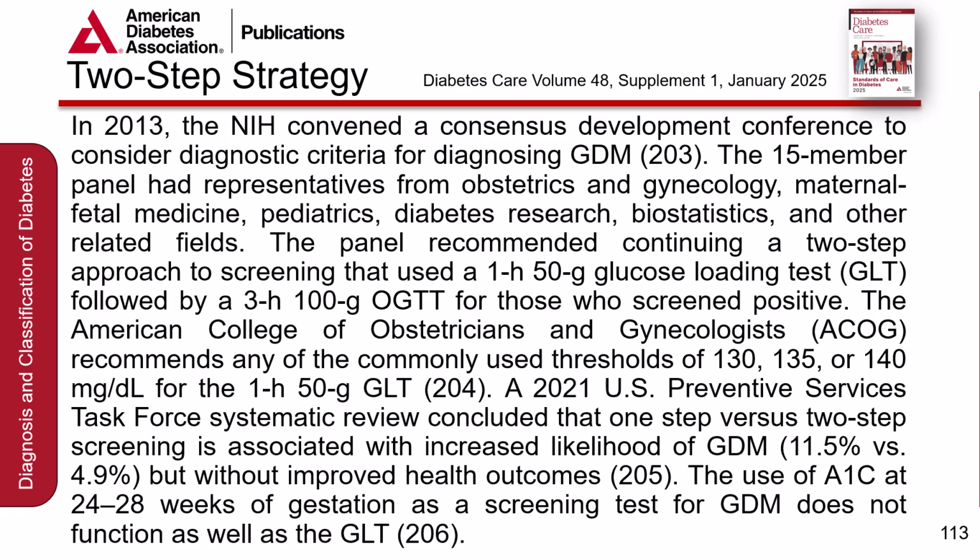The American College of Obstetricians and Gynecologists recommends any of the commonly used thresholds of 130, 135, or 140 milligrams per deciliter for the 1-hour 50-gram glucose loading test. A 2021 United States Preventive Services Task Force systematic review concluded that one-step versus two-step screening is associated with increased likelihood of gestational diabetes mellitus, 11.5% versus 4.9%, but without improved health outcomes. The use of glycated hemoglobin at 24 to 28 weeks of gestation as a screening test for gestational diabetes mellitus does not function as well as the glucose loading test.